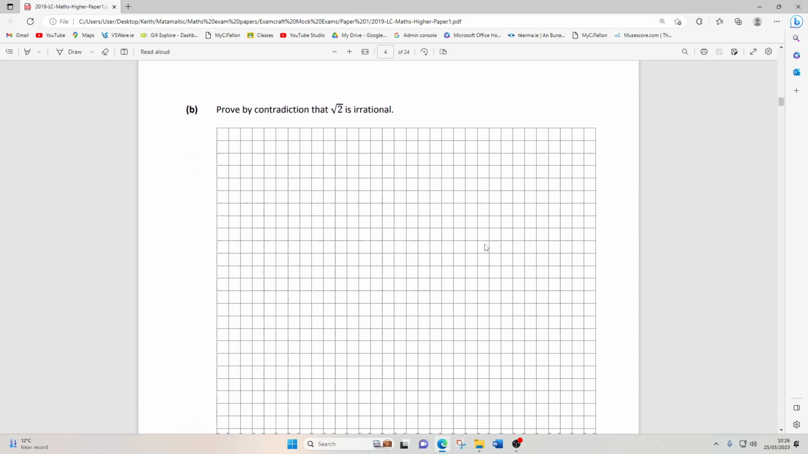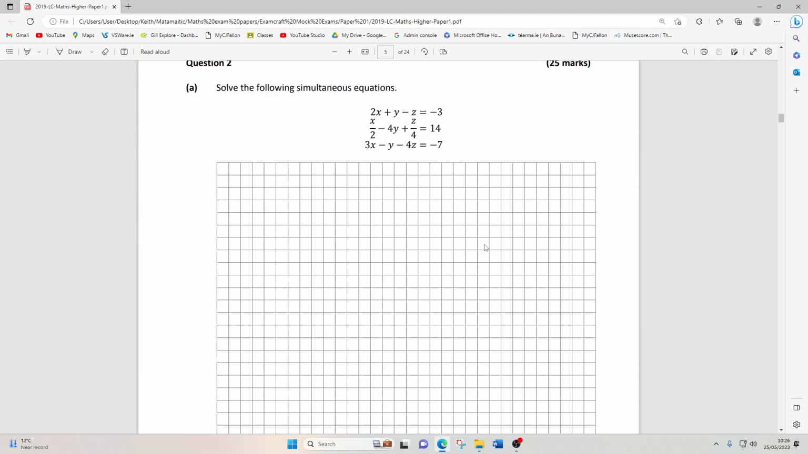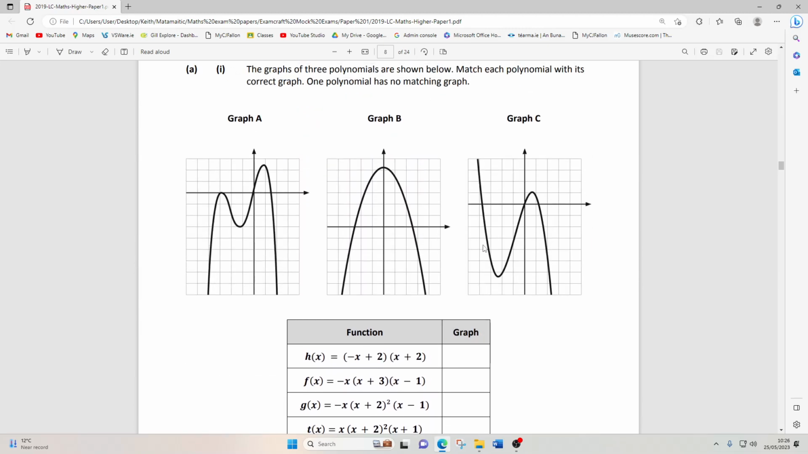And then prove by contradiction. That region should be learnt off by heart before the exam paper, right away. Okay? That something is irrational is very straightforward.